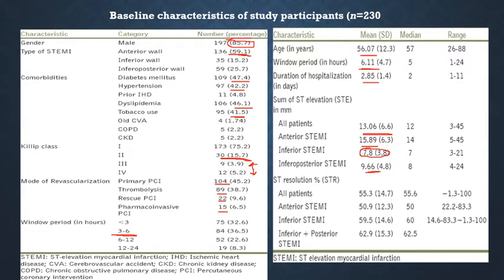Coming to the ST resolution percentage, the mean in all patients was 55.3%, with maximum resolution seen in inferior wall MI with 59.5% resolution, and the least resolution seen with anterior MI at 50.9%.